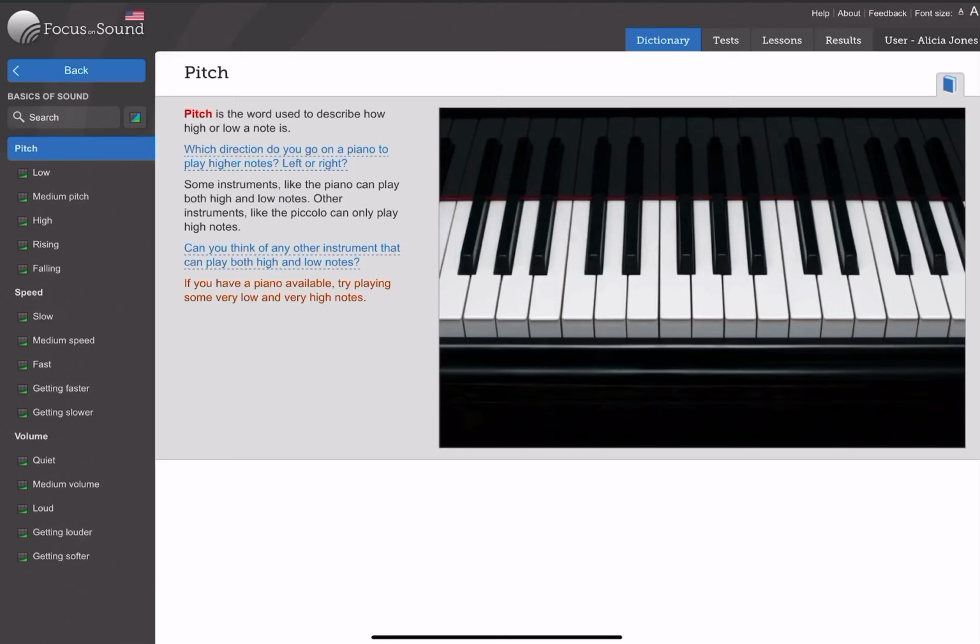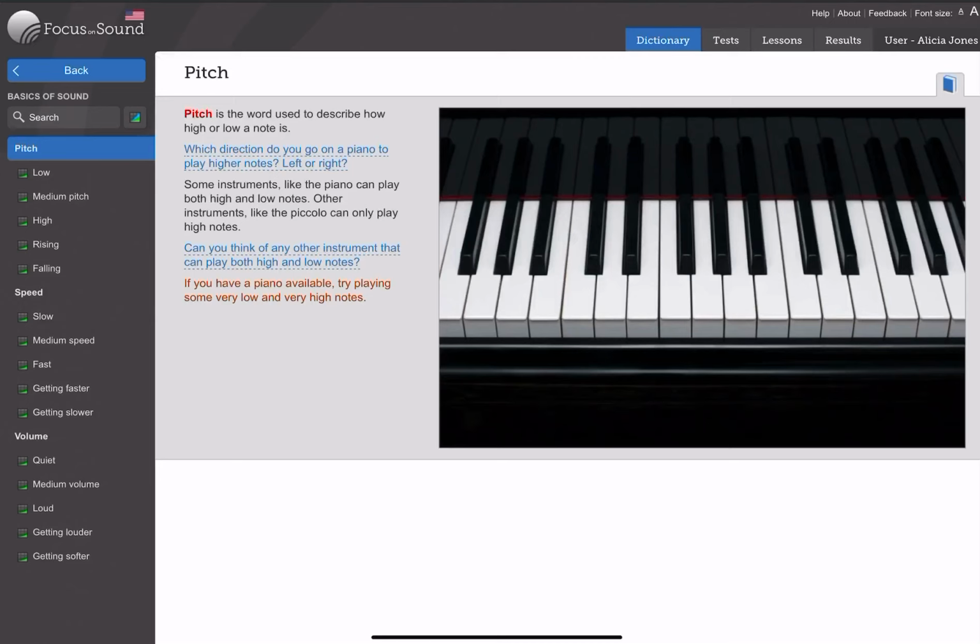When you talk about sound, you talk about pitch. Pitch is the word to describe how high or low a note is. When you look at the piano, the notes that go to the right are the notes that go higher up, and the notes that go to the left are the lower notes. Some instruments can play both high and low notes. Some instruments can play only high, some instruments can play only low notes.